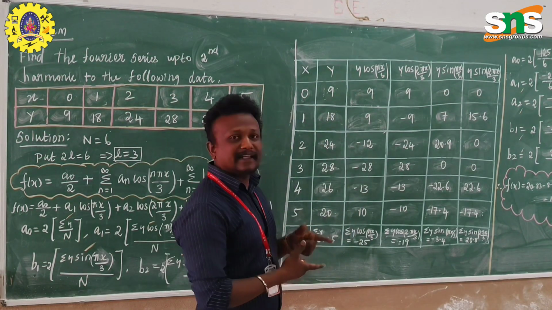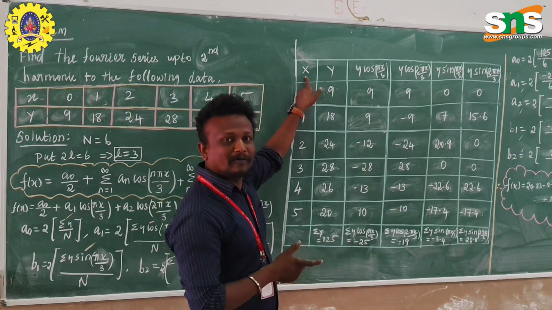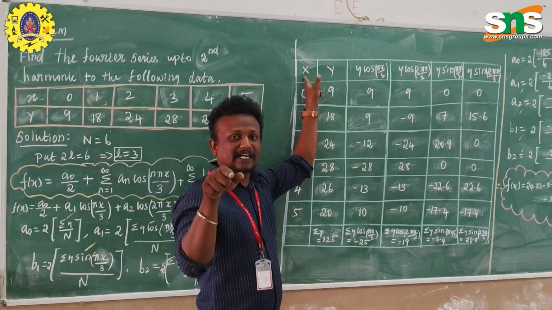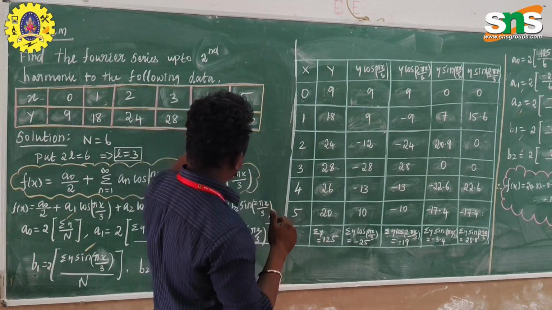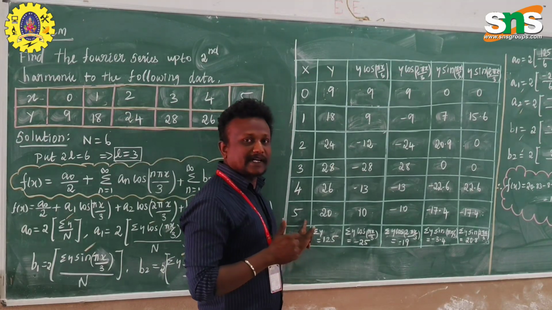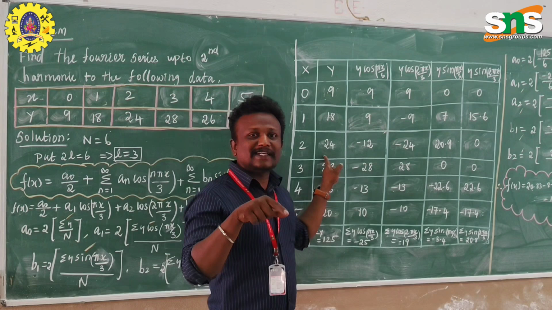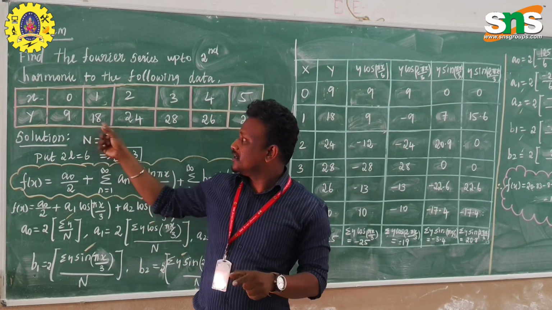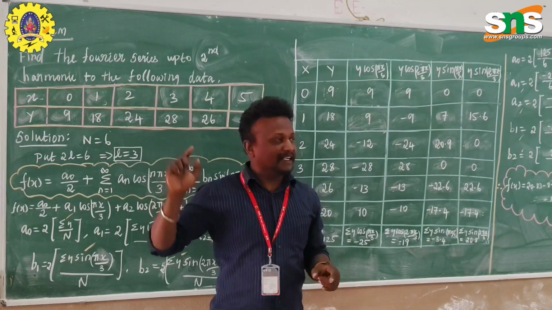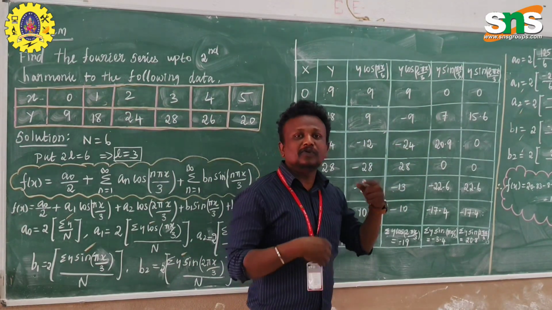In order to find that, first let us fill in the given values. We know very well the value of x, which you can get in the question itself. I have written the actual values from the question here. In the second column, we have directly written the actual y values that we had in the question.